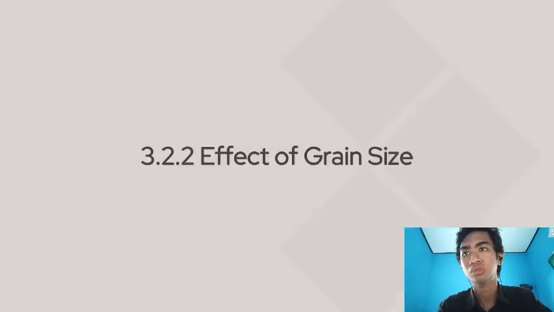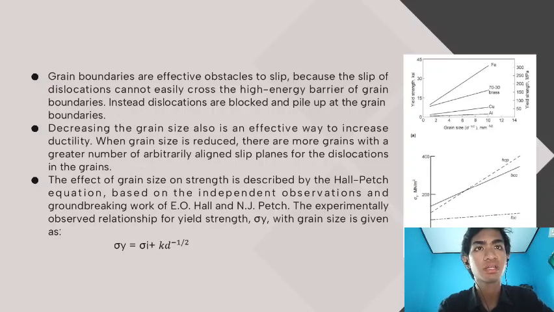Okay, we next go to 3.2.2 effect of grain size. Grain boundaries are effective obstacles to slip because the slip of dislocations in the lattice of individual grains cannot easily cross the high energy barrier of the grain boundaries. Instead, dislocations are blocked by piling up at the grain boundaries. Thus, grain boundaries provide a sort of strengthening by pinning the movement of dislocations.